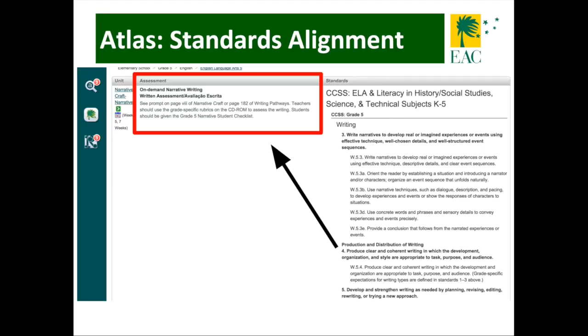Atlas is the documentation of our curriculum that is taught at EAC. Teachers have worked in Atlas all year to align the standards to the instructional units and assessments in those units. Here's an example of a teacher's unit being aligned. Here are the standards on the right side, and they're being attached to the assessment of that writing unit.